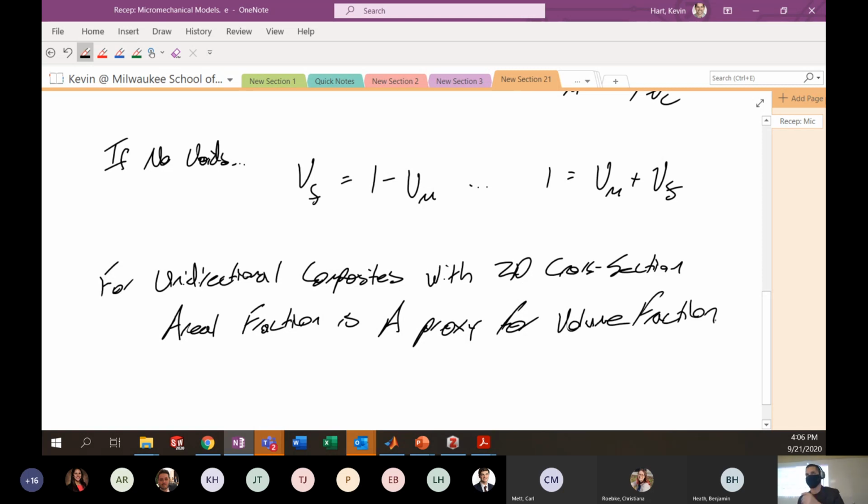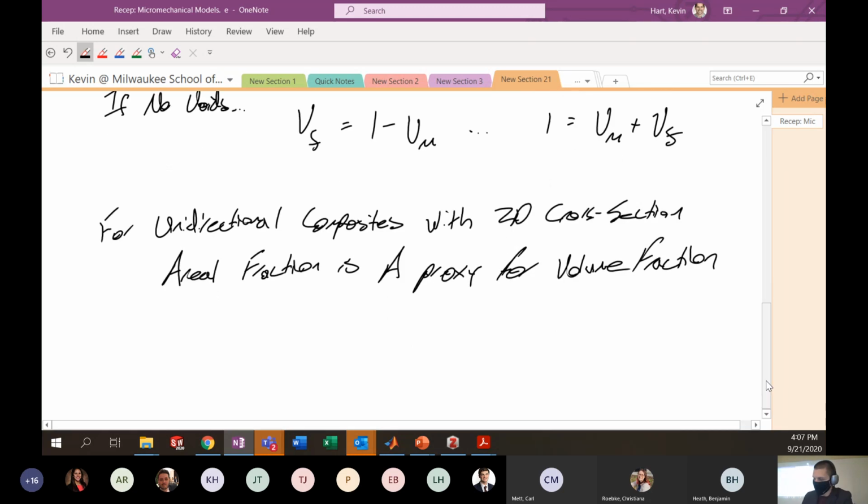So what I mean by that is, if we assume that the cross-section that we're looking at, which might contain a bunch of fibers and might contain a bunch of matrix, we counted all the area of the cross-section that contains fibers and assumed that that is extending into the plane, that would be a proxy for volume fraction.